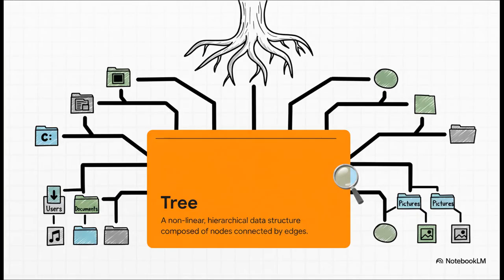And the undisputed king of this whole domain is the tree. Just like the name suggests, it's a structure that's all about hierarchy. It starts with a single root, and then it branches out into children, which can then have their own children. Honestly, the most perfect example is right in front of you, your computer's file and folder system.